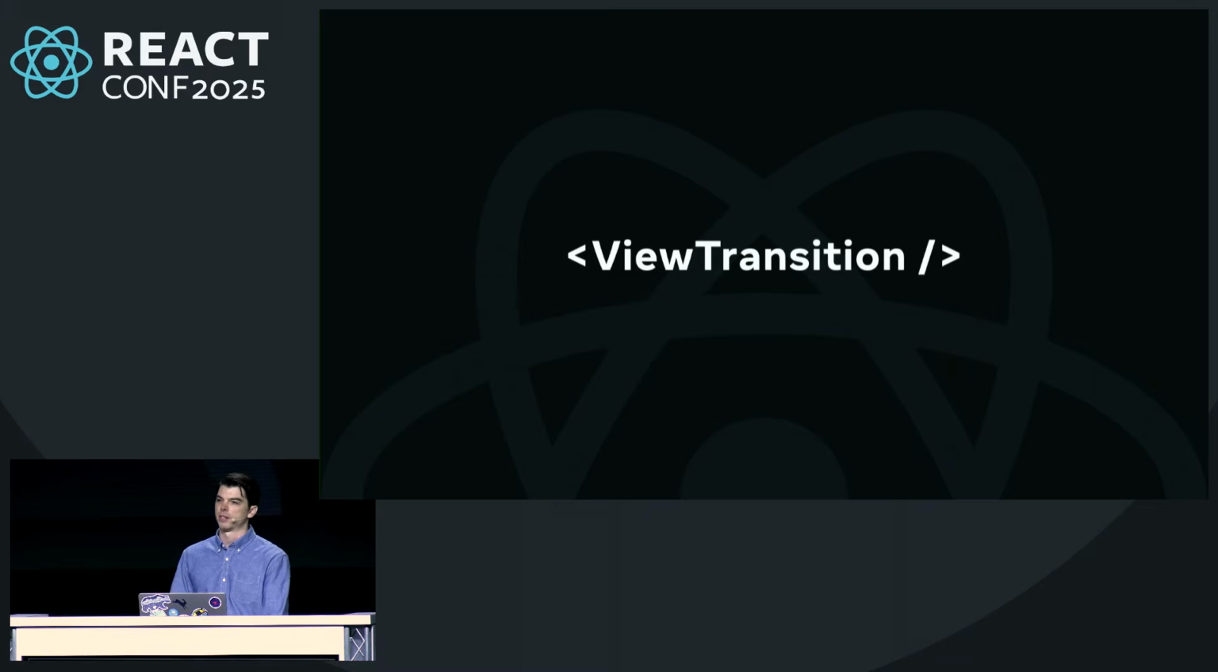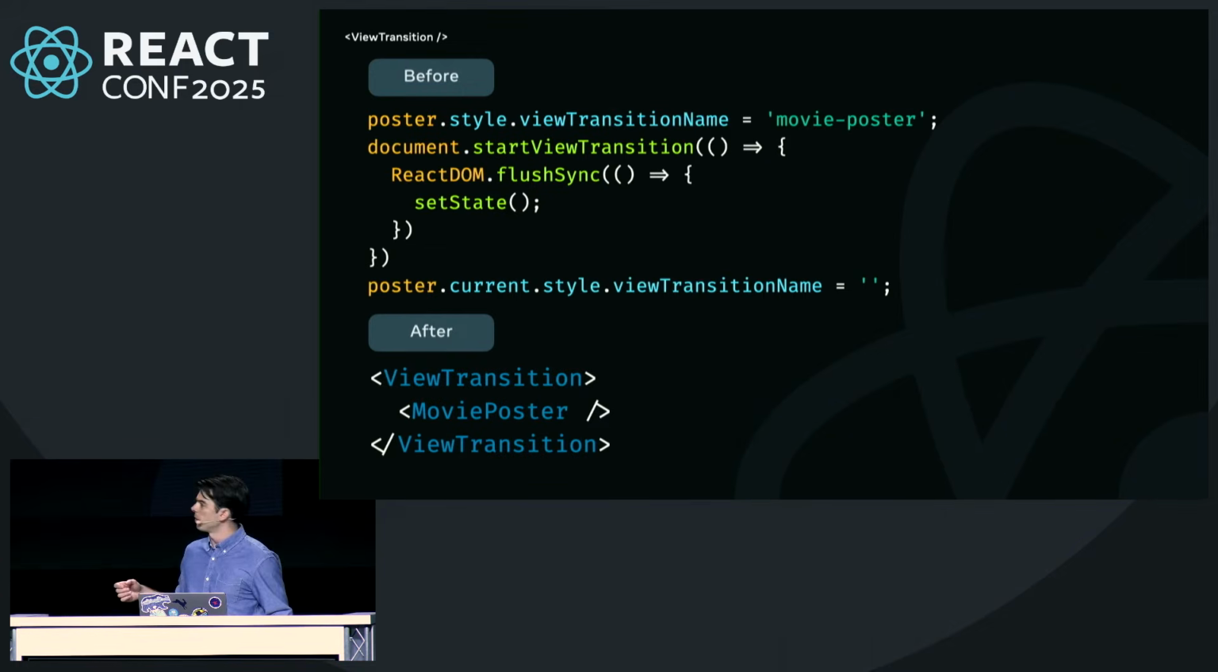So meet View Transition, a new component from React. It's the first animations API built directly into React, and it's deeply integrated with all of our features. View Transition is a declarative API that uses a set of heuristics to determine what and how to animate. And here we can see the immediate difference in the programming model when using the View Transition component. React handles applying the view transition name as well as removing it, and it will also call Start View Transition for us at just the right time.